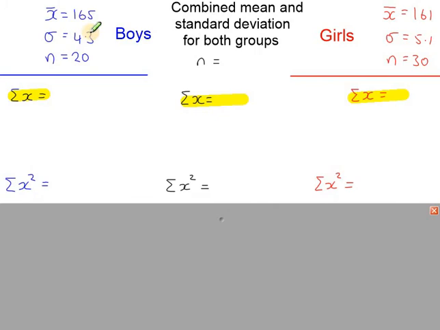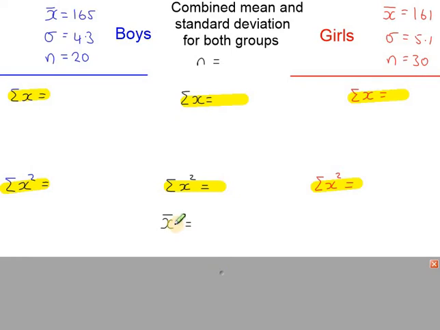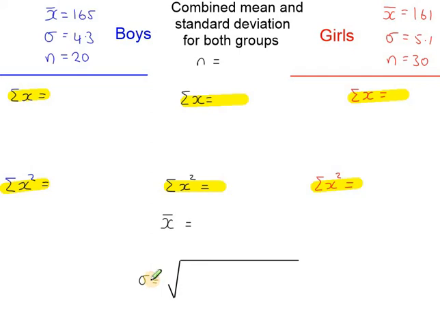We use the standard deviation for the boys to work out the sigma x squared value here. We use the standard deviation for the girls to work out the sigma x squared value here for the girls, and then again we add this value to this one to get the combined sigma x squared value. Then we can work out the mean using these two for the combined group, and we can work out the standard deviation using the sigma x squared value, the mean, and n in here for the combined group. So calculations for the boys on this side in blue, calculations for the girls on this side in red, and in black in the center are the combined calculations for both groups.